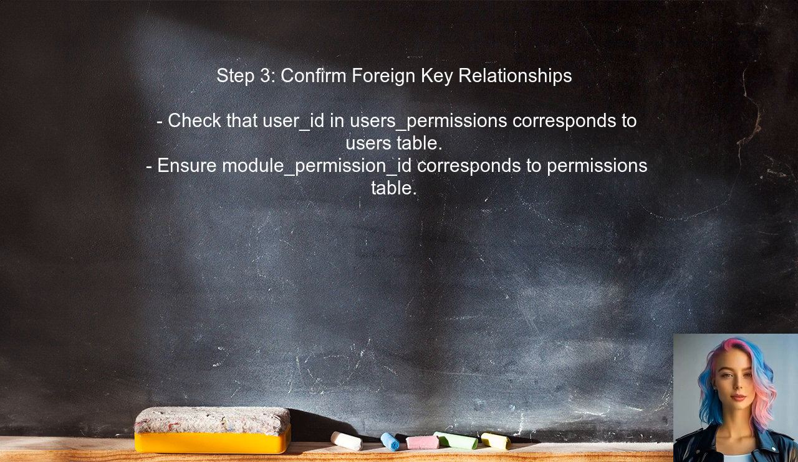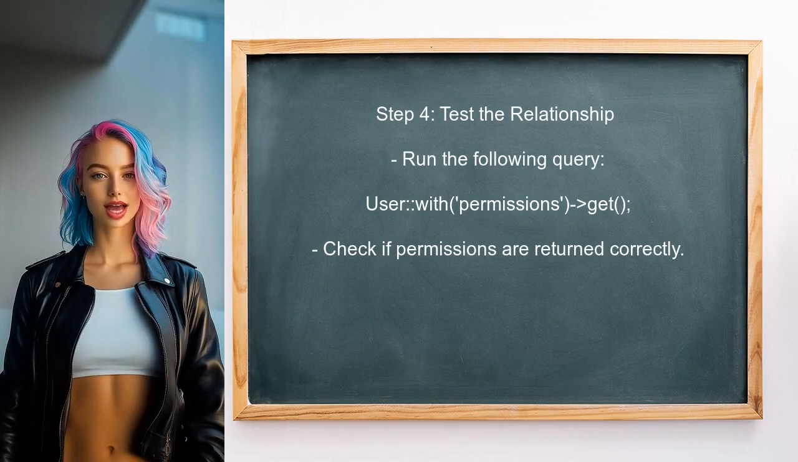This means ensuring that the user ID in the user's permissions table corresponds to the user ID in the user's table. Finally, the user can test the relationship by running a query to fetch a user along with their permissions. This can be done using the with method in Eloquent.